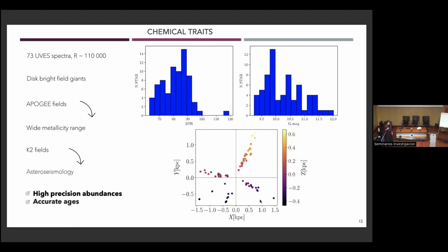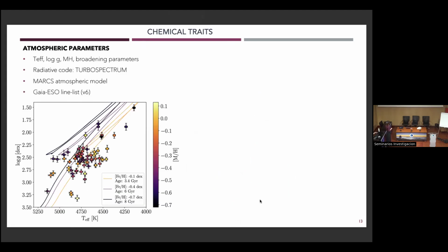So we have asteroseismic information, and thanks to asteroseismology and the high precision abundances that we derive, we were able to build chemical age trends. First of all, we derived atmospheric parameters. Here is the Kiel diagram of our targets and the metallicity range that our stellar sample covered.